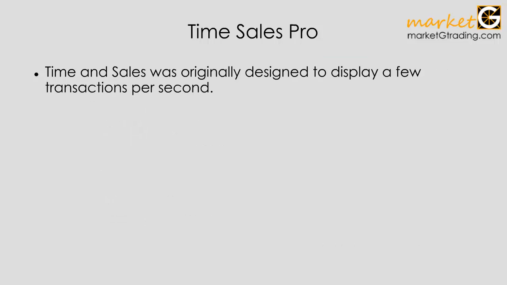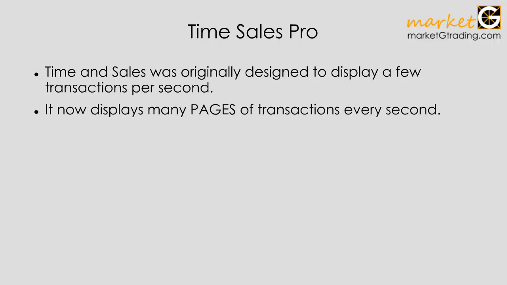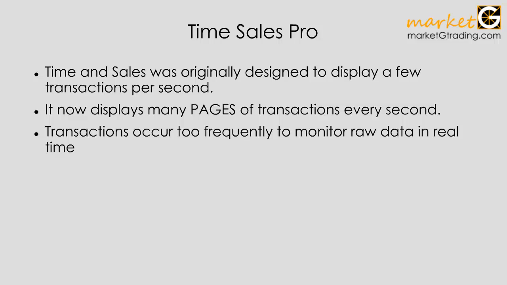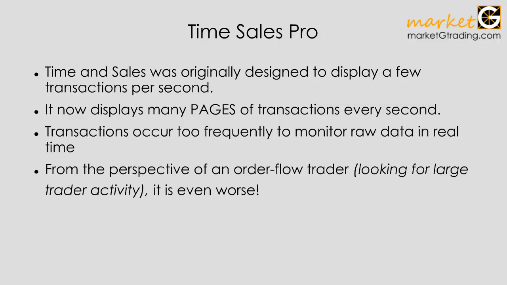Time and sales was originally designed to display a few transactions a second. It now displays many pages of transactions every second, and transactions occur too frequently to monitor the raw data in real time. From the perspective of an order flow trader looking for large trader activity, it's even worse.